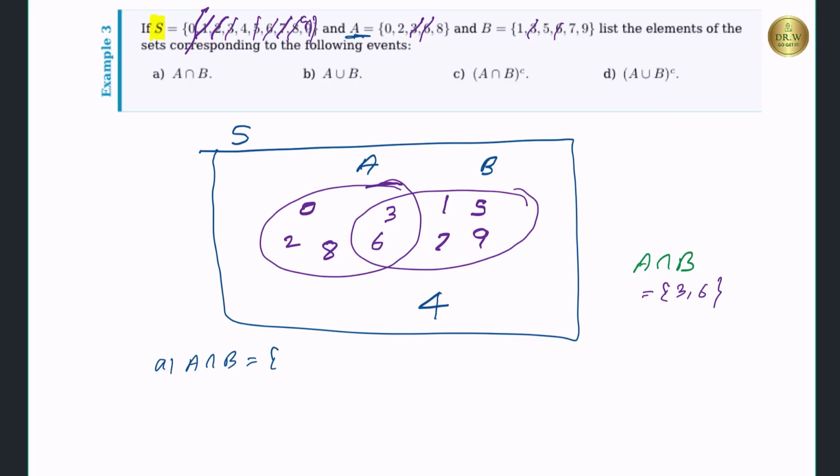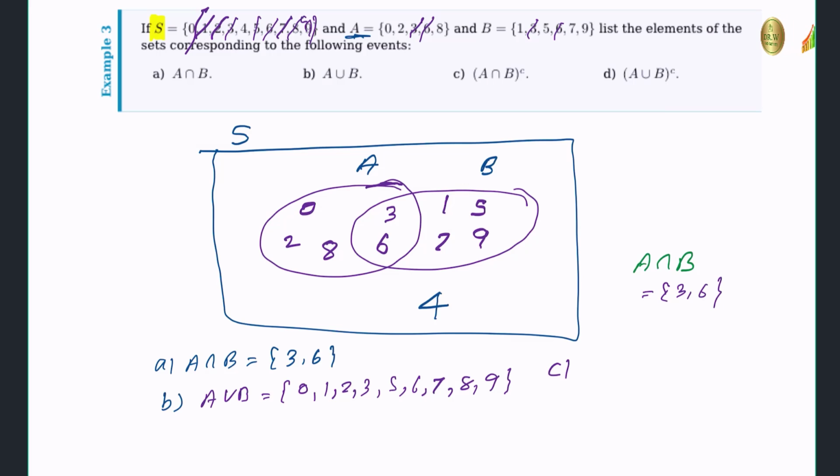So that is this middle area, this part, that is 6, 3. So 3, 6. Then B, so let me write it down. A union B, what are the elements then? You see 0, 1, 2, 3, 5, 6, 7, 8, 9. Then C, A intersection B complement.